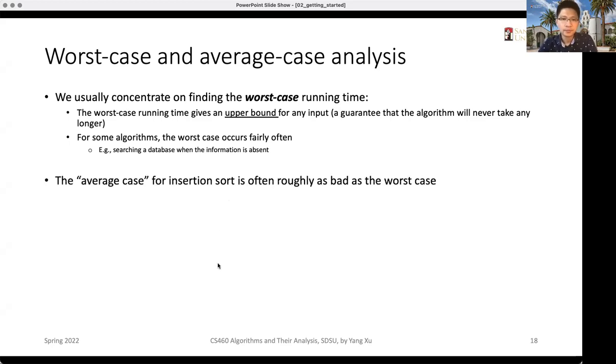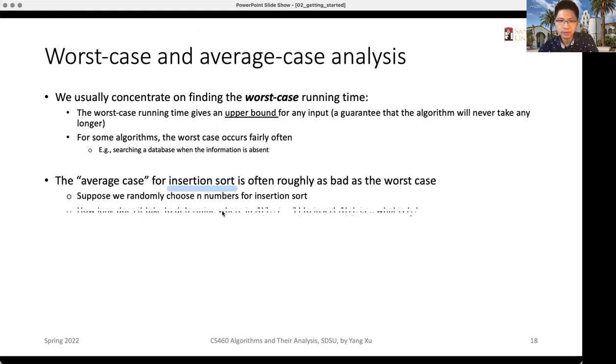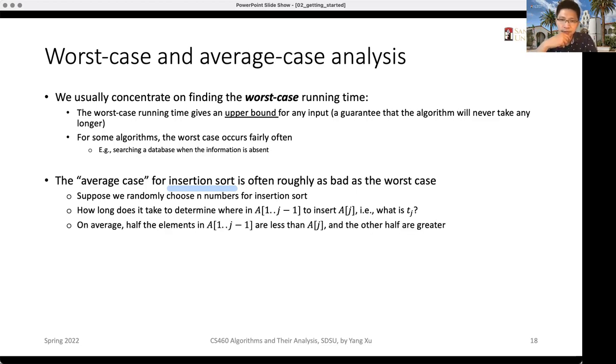All right, and for insertion sort particularly, the average case is more or less the same as the worst case. So let's suppose we randomly choose n numbers for insertion sort, and let's consider the question. In the worst case, when the input is in reverse order, each time we take a card, it needs to be compared with all the cards before it. So how many times on average is it likely to be compared?